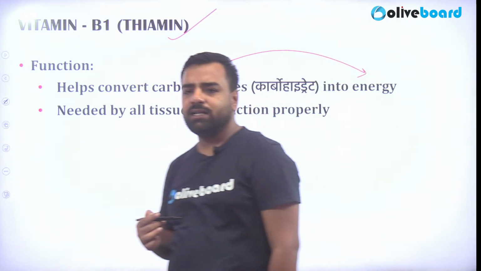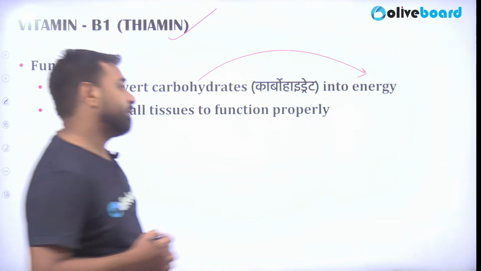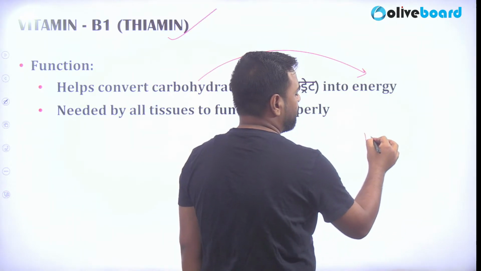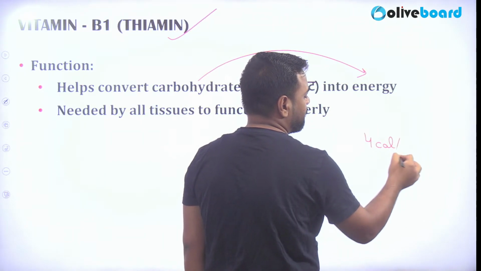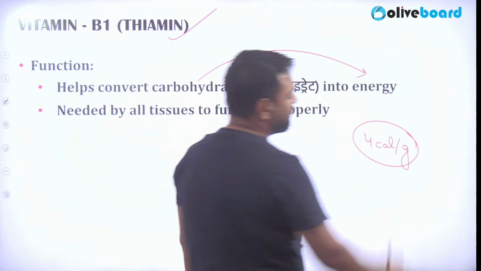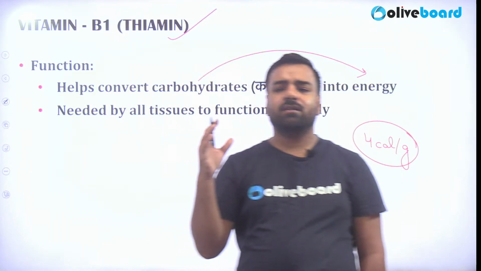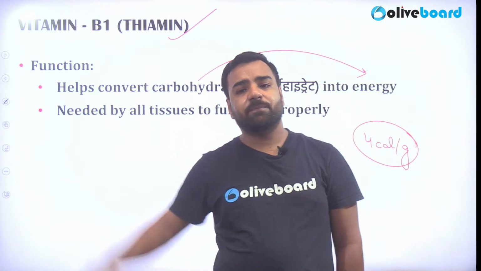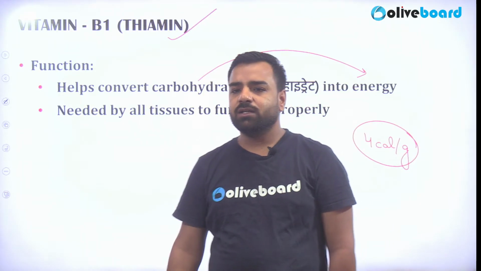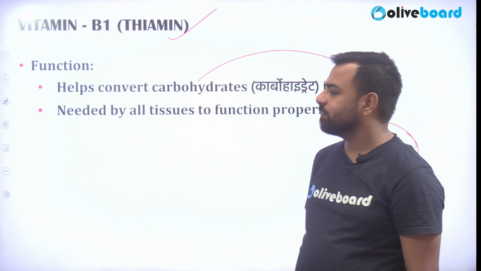In the very starting, I discussed carbohydrate, if you remember. Carbohydrate was giving you 4 calories per gram of energy, right? So now there might be someone who is helping in generating energy from this carbohydrate. This is vitamin B1. So this is needed by all the tissues to function properly.